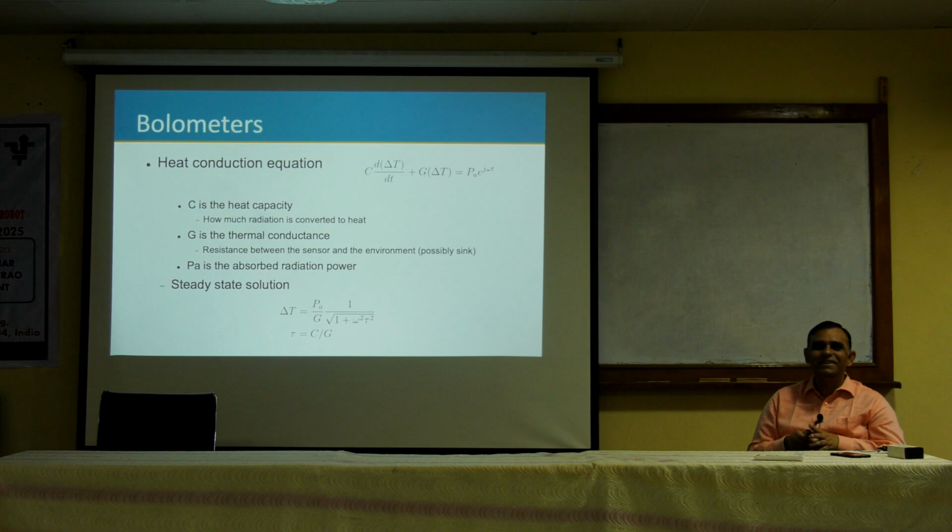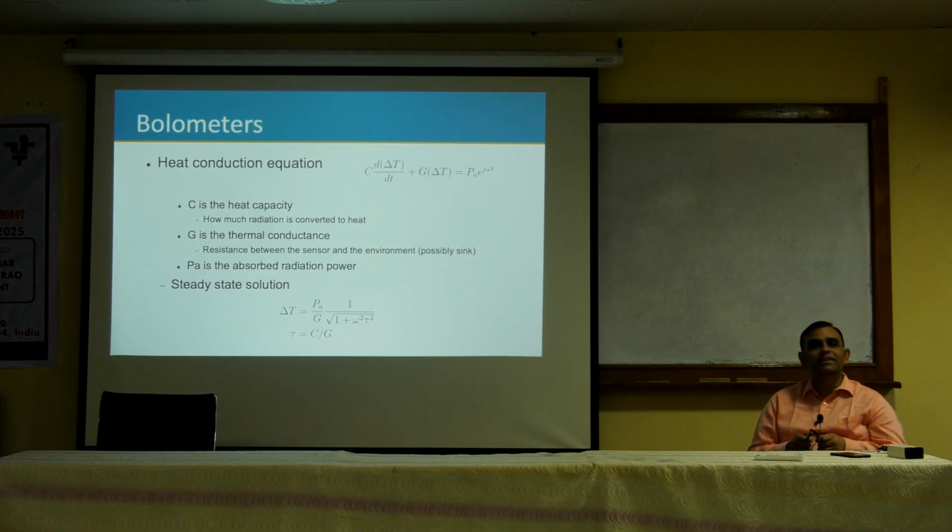The classic heat conduction equation is the one on top. There are a few things to look at here. C is the heat capacity. Essentially, it is saying how much radiation is being converted to heat. Not all of that will be converted into heat. Okay?